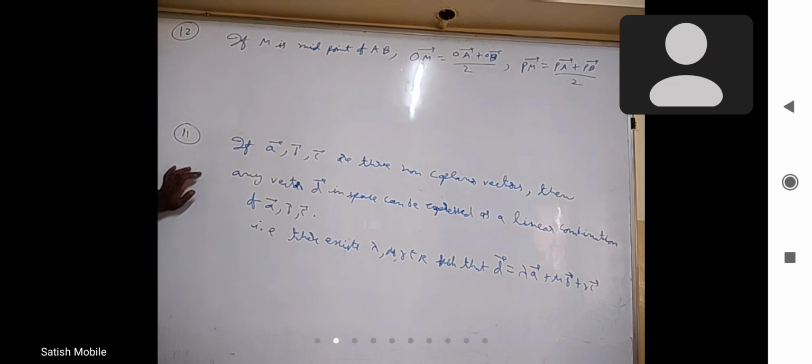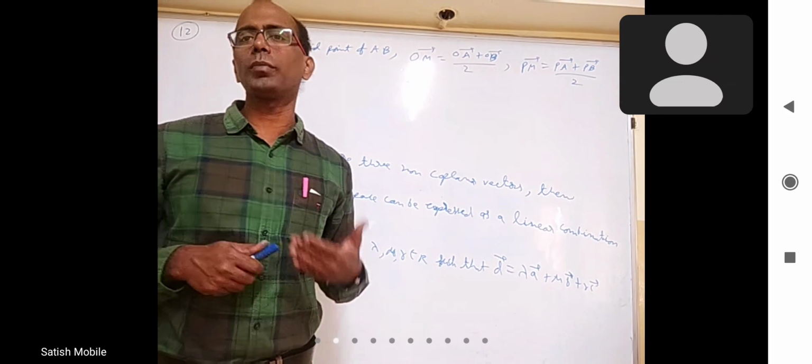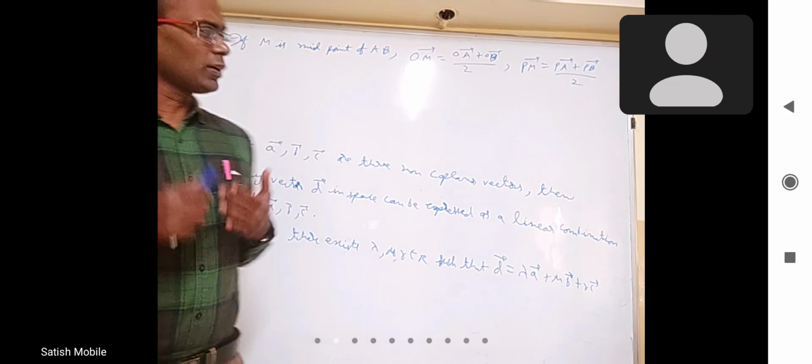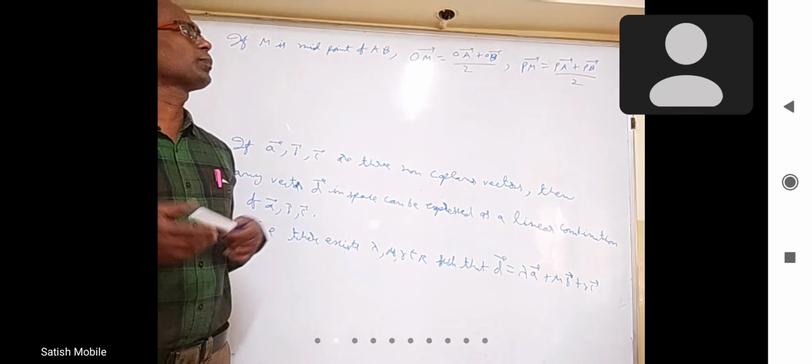Now, whatever section formula that you studied in 2D geometry and in 3D geometry, the same section formula is there in vectors. I will not just tell the formula and say that because it resembles, it is easy. I will tell you the proof also.